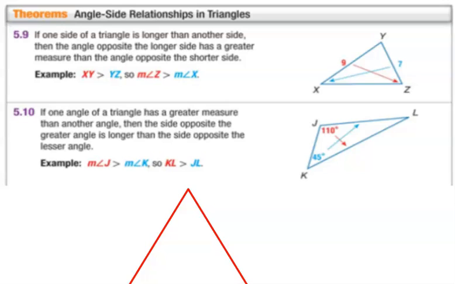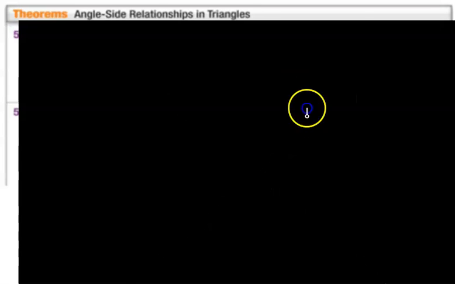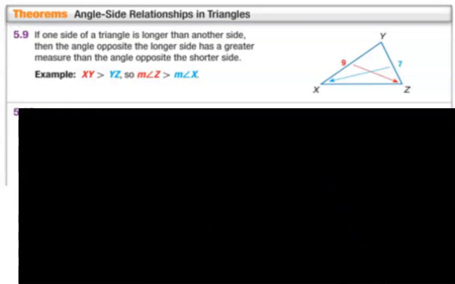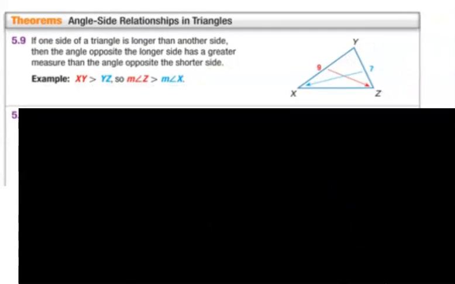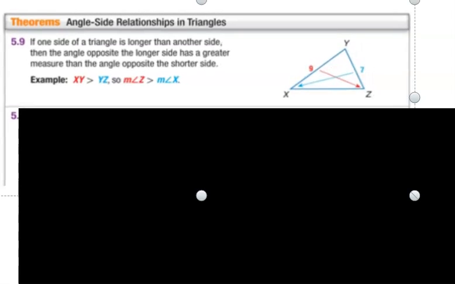Now let's move on to the next theorem. What we're talking about is the relationship between the side and the opposite angle. Let's just look at that section on its own. It might be a little blurry, so let me see if I can clear it up. There we go.